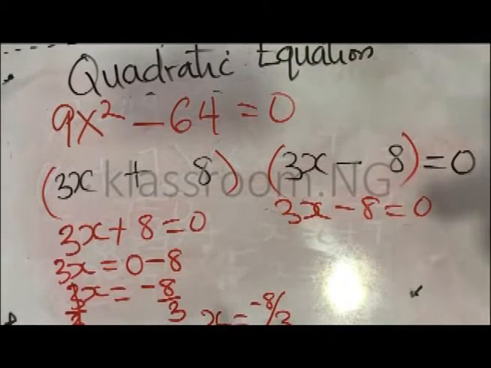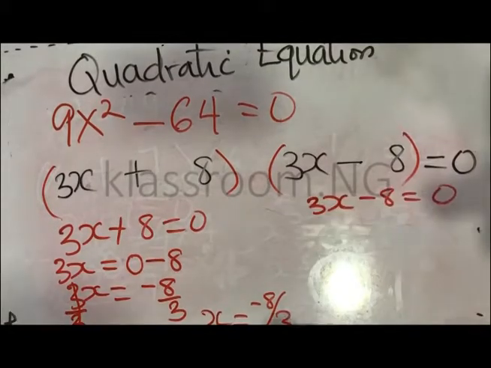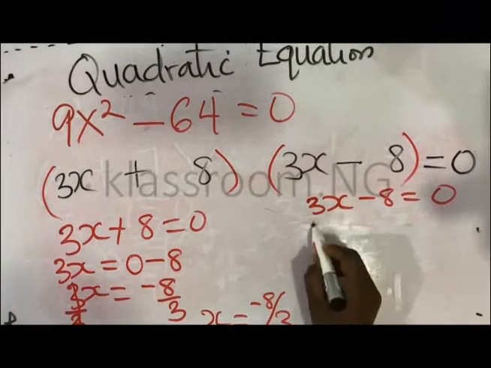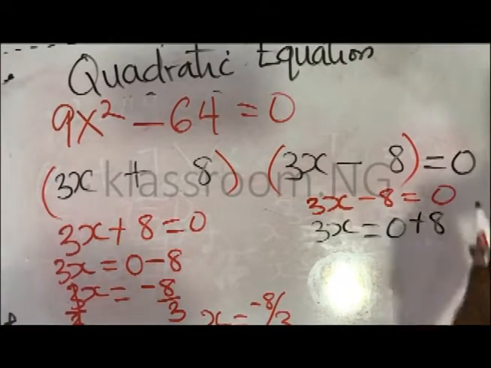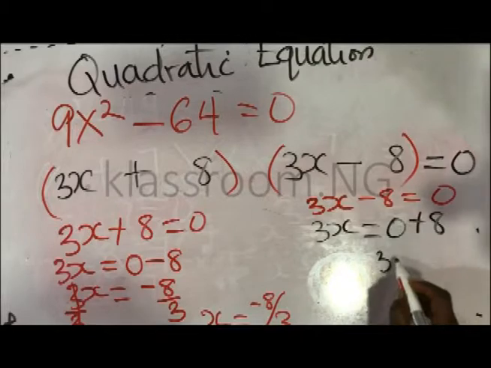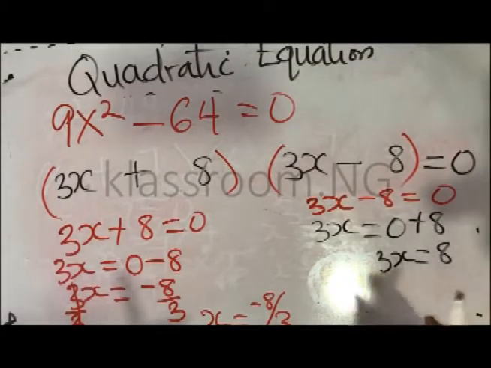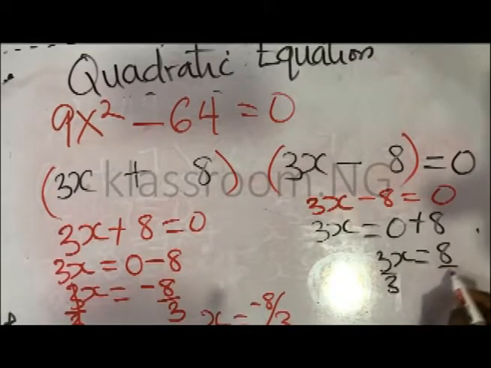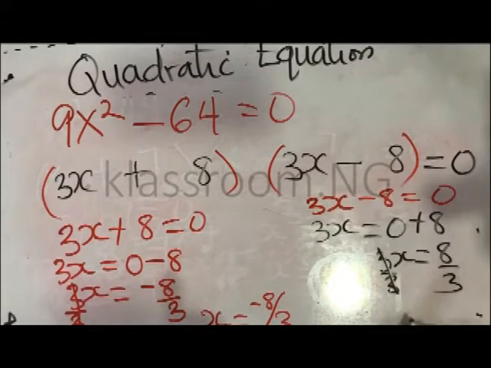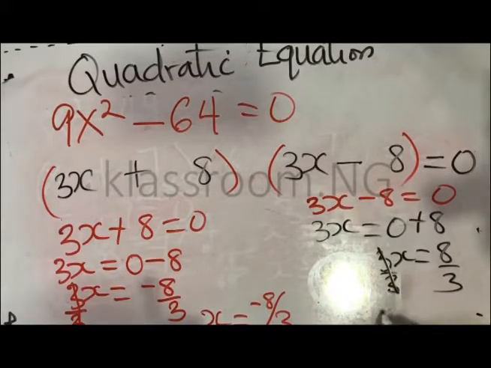So now we solve the other one. So we have 3x minus 8 equals 0. So we're going to have 3x equal 0 plus 8, leaving us with 3x equal 8. Now remember, we need x, not 3x. So we're going to divide both sides by 3. So 3 will cancel 3, leaving us with x equal 8 over 3.